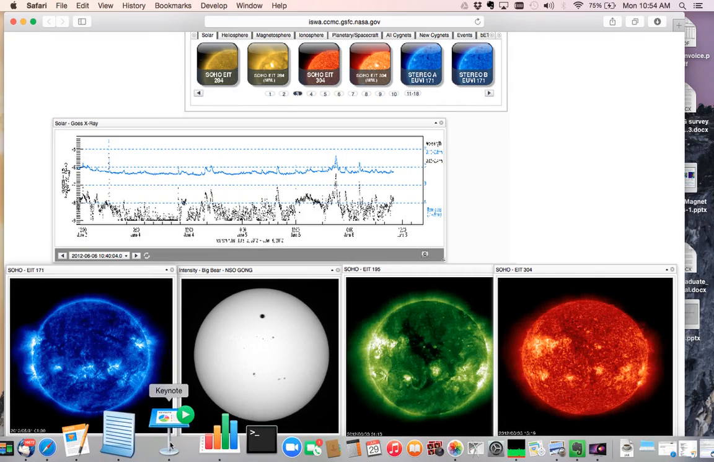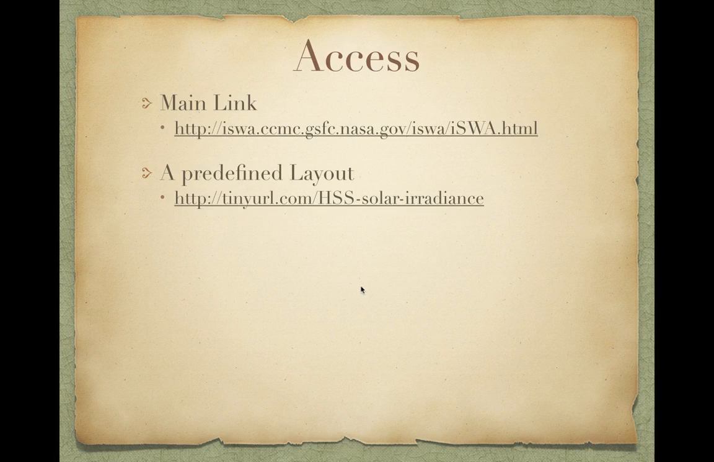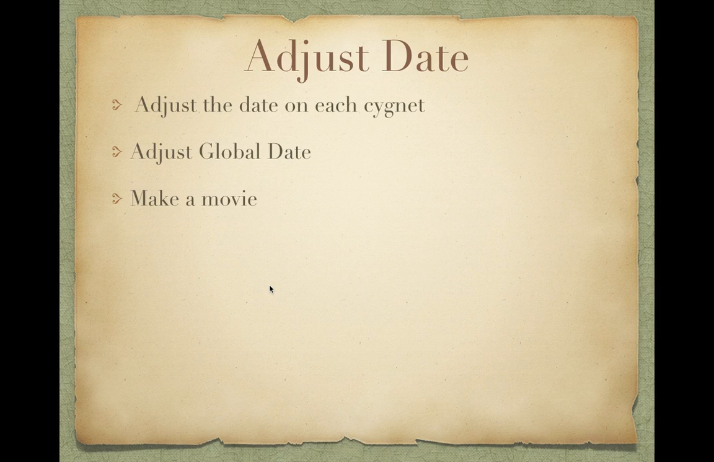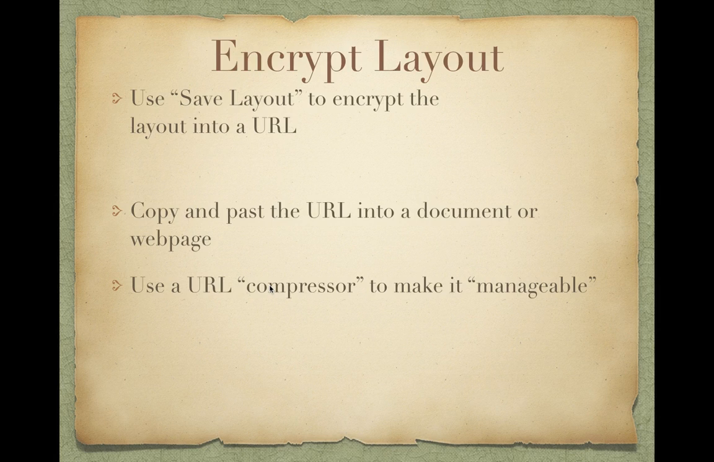I'm going to go back to my little presentation. So we've accessed the various systems. We've looked at getting a new signet, moving the signets independently. We've adjusted the dates. We've made a movie. Now, you may want to, after you've done all this, say, well, I want to send this to my colleague, or I want to put it in a URL, or put it on a web page, or something like that.